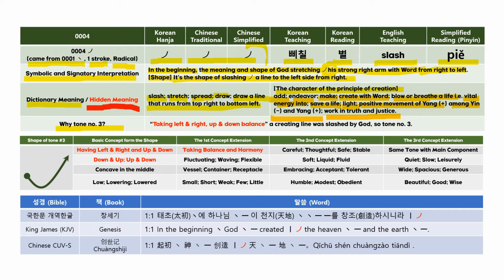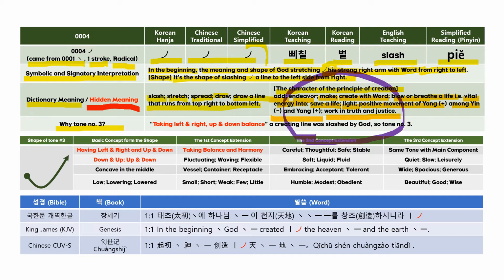So the hidden meanings here is very important, because it shows the principles of creation. This is one stroke, very simple character, one of the radicals, but this character has so many hidden meanings. In this way, you can learn so many complicated characters in this way, in addition to the dictionary meanings.